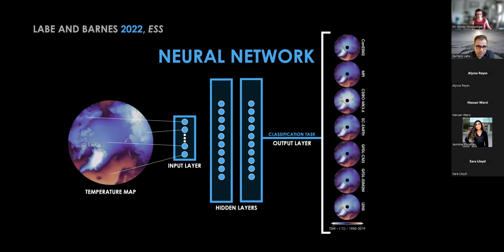Something I've been working on more recently is looking at maps of different climate variable data, like in the Arctic. In this case, I have a map of temperature, and I have a map of temperature coming from real world observations, and I run it into this machine learning, and what it outputs is it tells me what climate model best simulates that temperature map. In other words, which climate model looks closest to the real world.